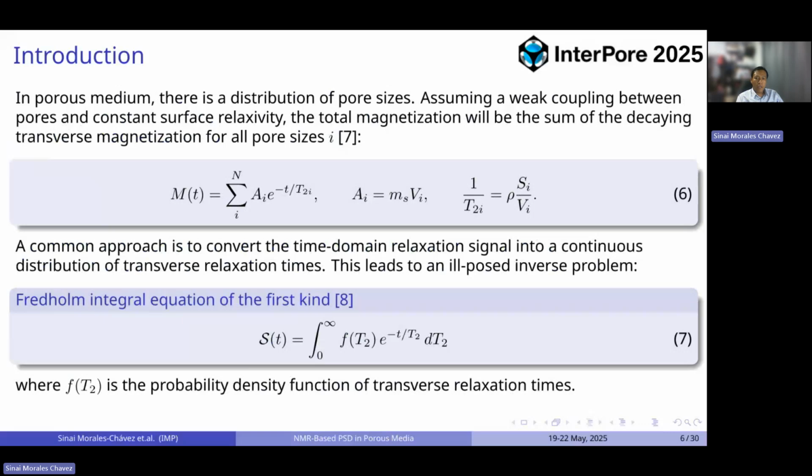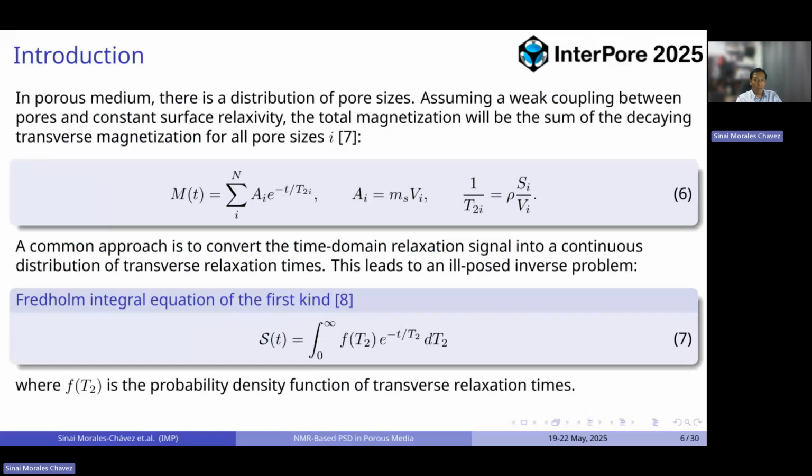In porous media, we typically deal with a distribution of pore sizes, not just a simple representative value. Assuming a weak coupling between pores and a constant surface relaxivity, the total transverse magnetization can be approximated as the sum of independent exponential decays, each associated with a specific pore size. Mathematically, this is expressed in equation 6. This relation reveals that T2 is inversely proportional to the surface to volume ratio of each pore.